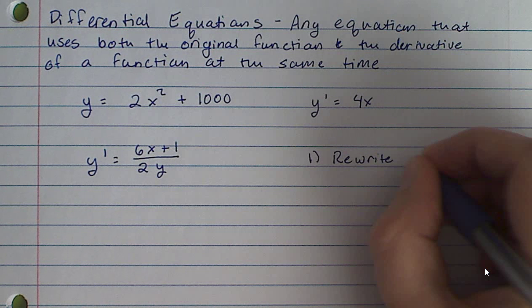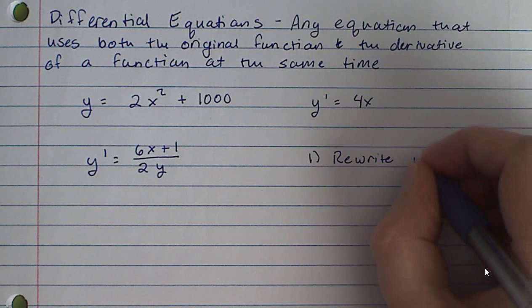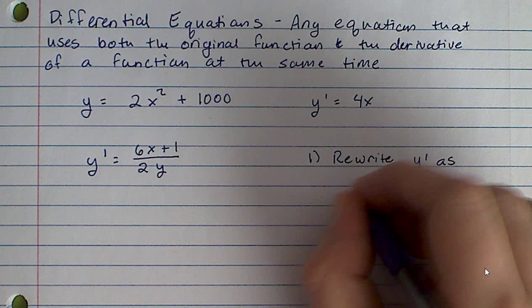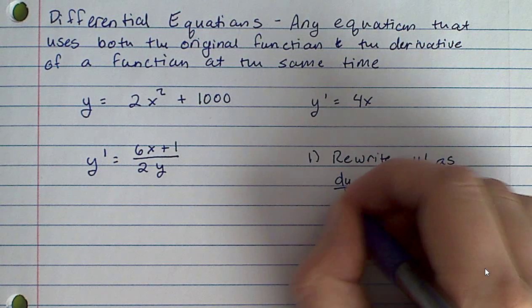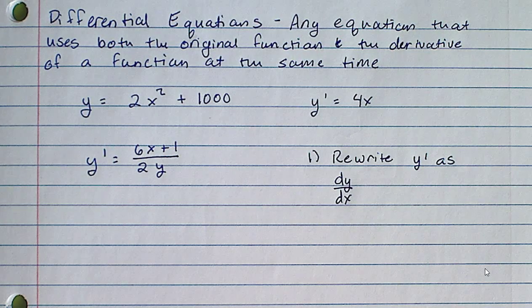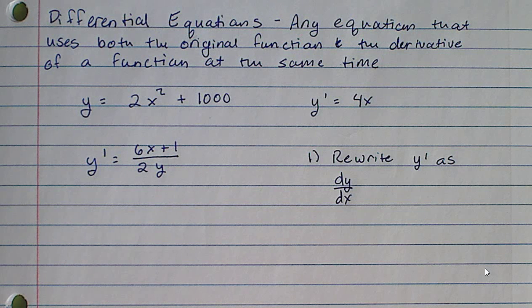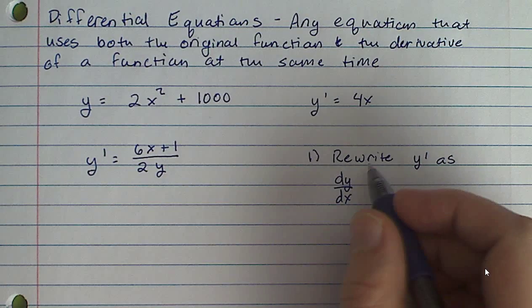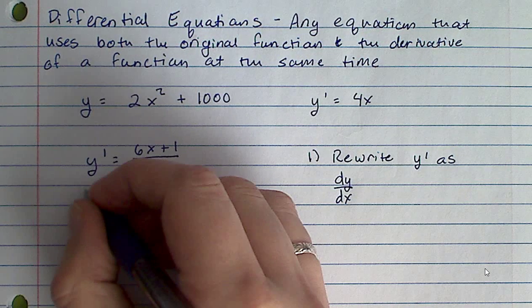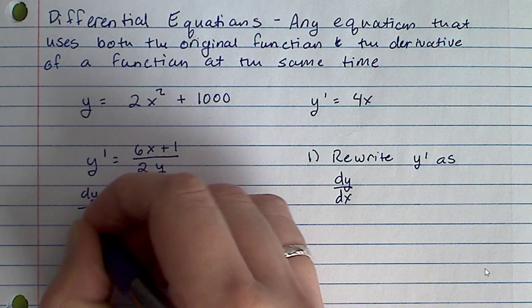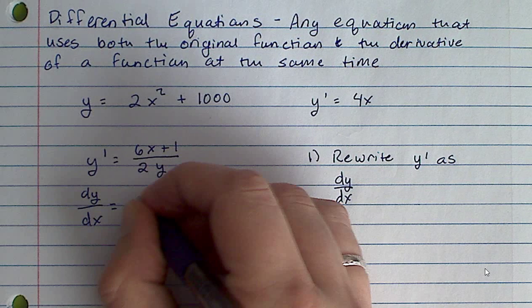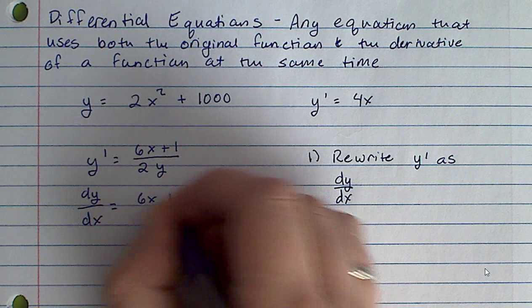Rewrite y prime as dy over dx, which I know you guys love. It's your favorite thing in the world. You love rewriting y prime as dy dx. So dy dx is equal to 6x plus 1 over 2y.